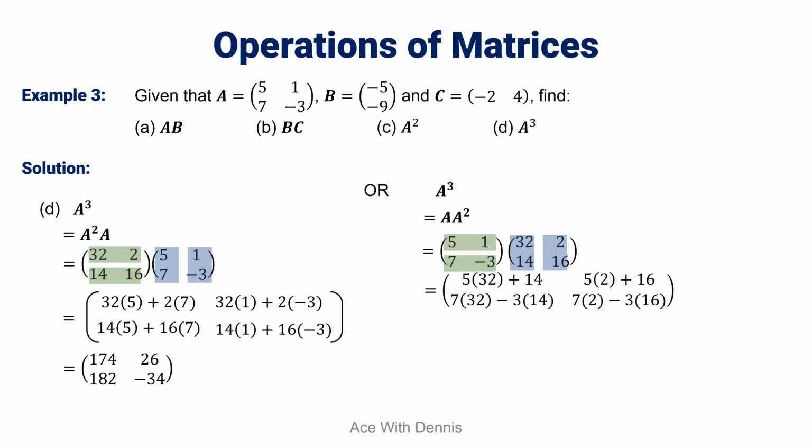We'll have matrix of the first element 5 times 32 plus 1 times 14. The next one is 5 times 2 plus 1 times 16. The second row, 7 times 32 minus 3 times 14. And the last element is 7 times 2 minus 3 times 16. Alright, and we calculate everything together. We have 174, 26, 182, and -34. From here, we can see that square of matrix A times A is equal to matrix A times square of matrix A.